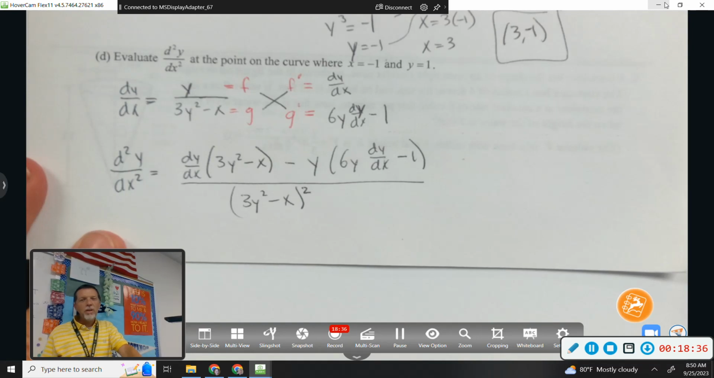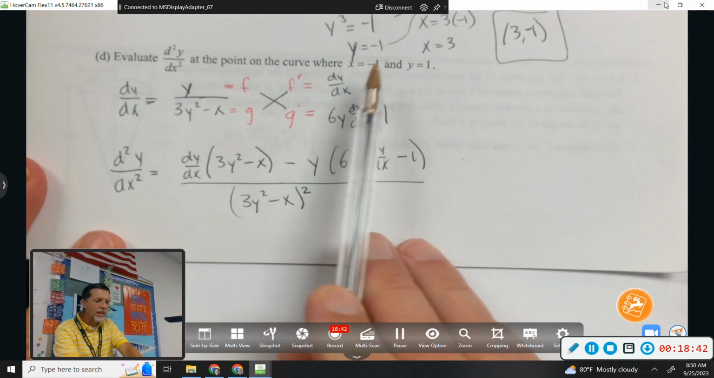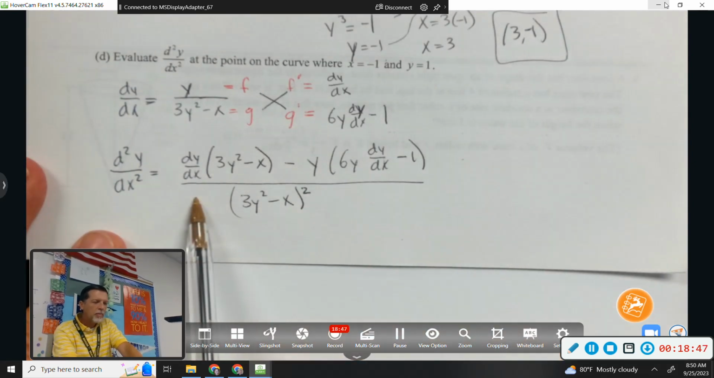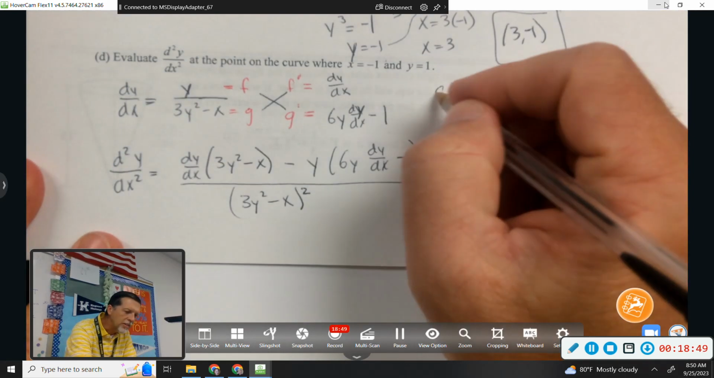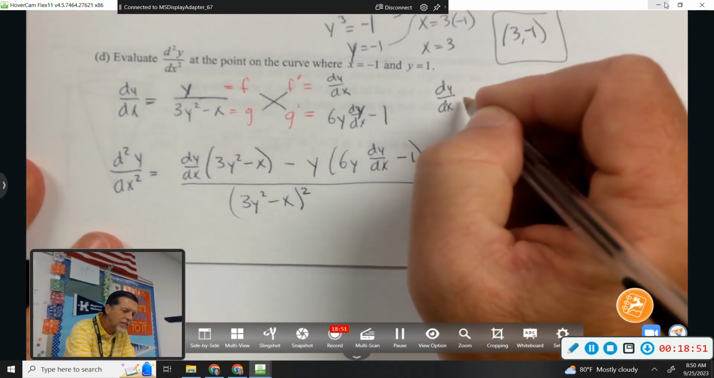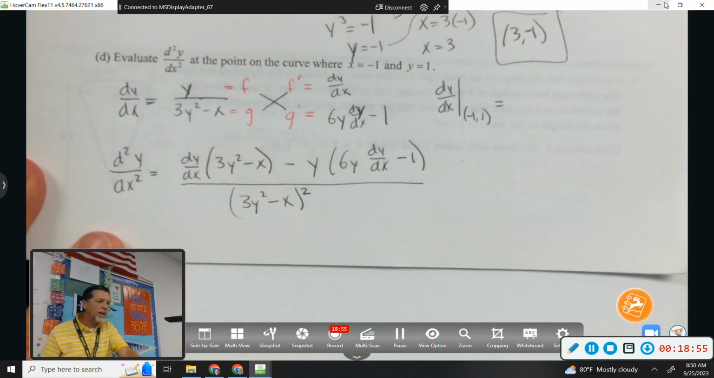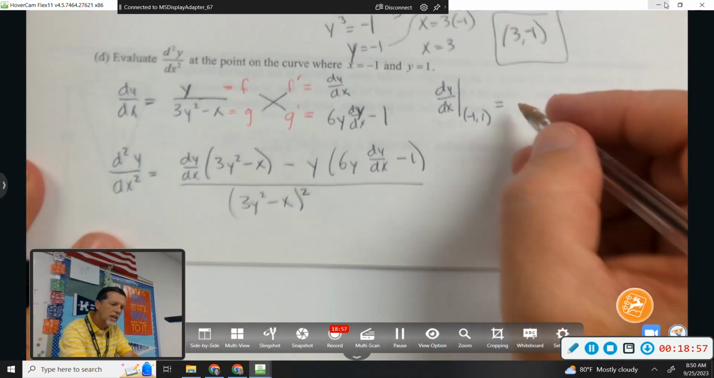Now, depending on how the question was asked, it's possible that that would be the right answer. It's not here because we want to evaluate it at negative 1, 1. It also has a dy/dx in there. But I think we already found dy/dx at negative 1, 1. Like that was way back in part B. That was 1/4.